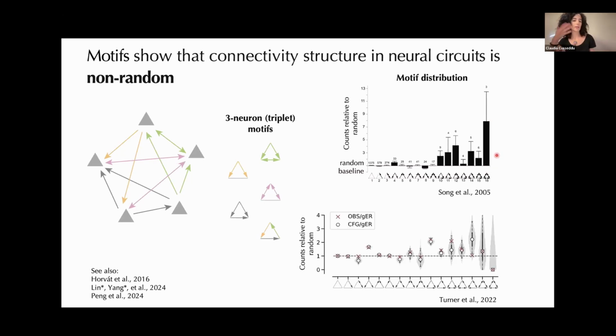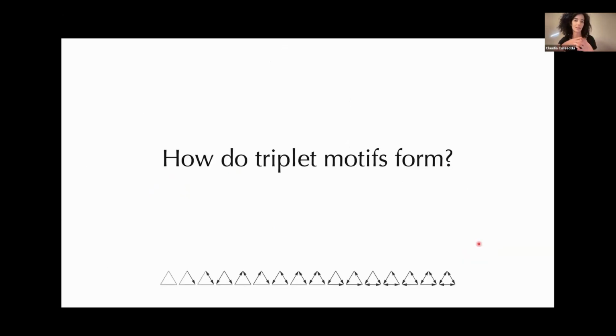Another example is a more recent study from Turner et al. in 2022, where they used the MICrONS dataset, so connectomic data on the mouse visual cortex, and this bar plot shows a similar result. That is, the brain connectivity is far from random. But also, what we can notice is that the distributions are not the same, so there is also heterogeneity in the motif distributions. And in our work, we wanted to understand how these specific motifs emerge through plasticity. So exactly how do triplet motifs form?